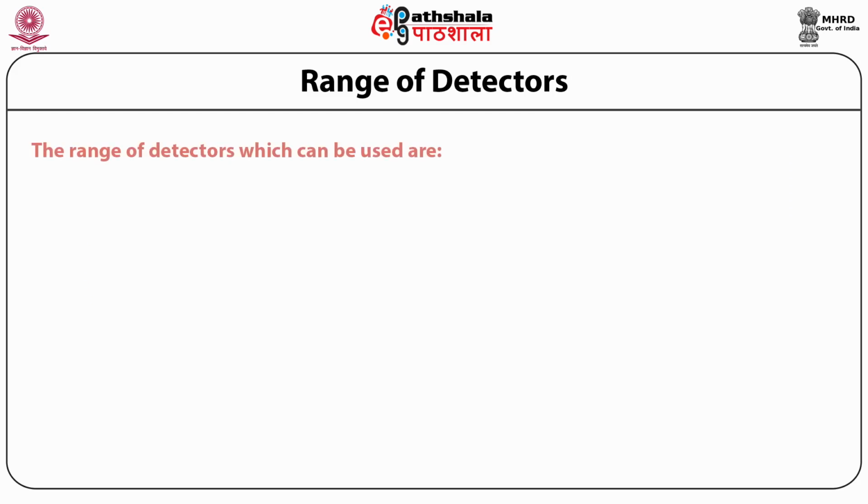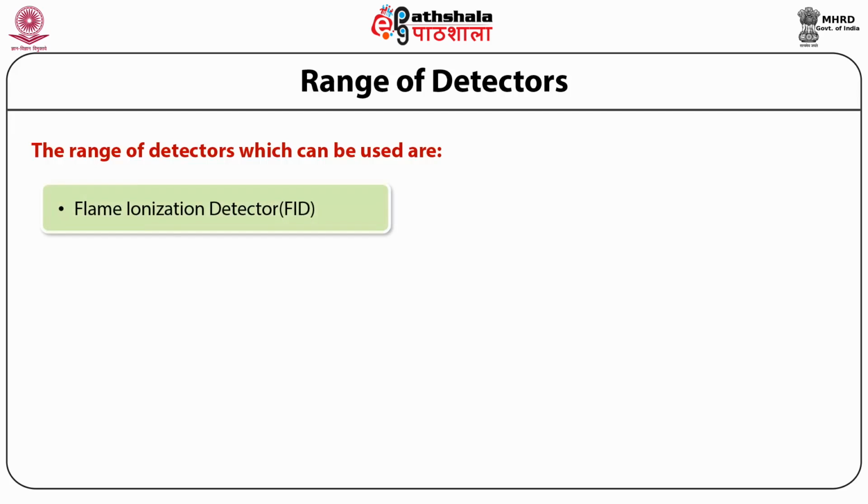There can be a range of detectors which can be used in GC. The choice of detector will depend on the analyte and how the GC method is being used, that is, analytical or preparative scale. First is flame ionization detector, that is FID, which is used in light hydrocarbons in refinery streams.